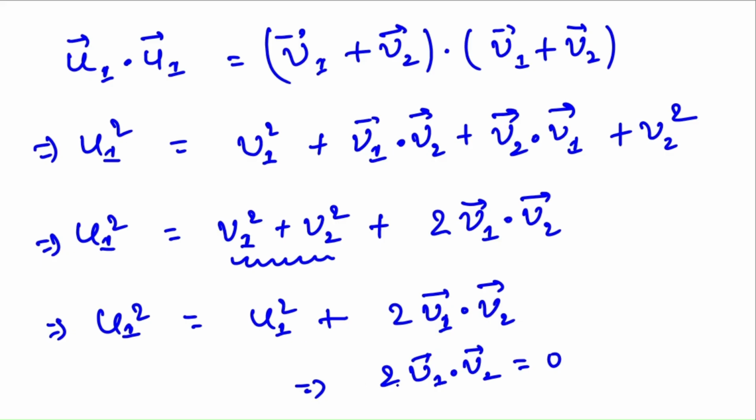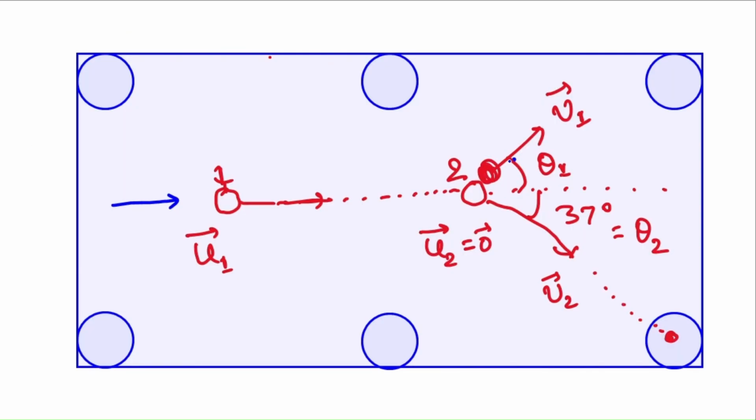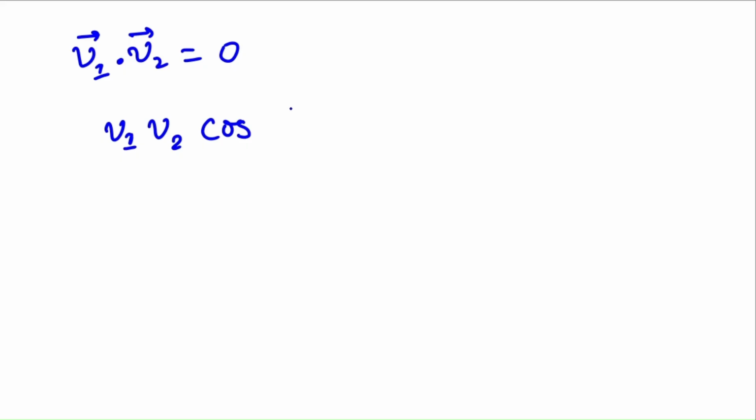Now 2 is not 0, so 2 multiplied with something is 0 here, that is v1 dot v2. This is going to be 0, and then we can write v1 dot v2 is 0. From here we will get magnitude of v1 times magnitude of v2 times cos of the angle between these two vectors. And what is the angle between these two vectors? We can check it from here. The angle between v1 and v2 is theta 1 plus theta 2, which is 37 degrees. So we can write cos of theta 1 plus theta 2, which is 37 degrees, equals 0.